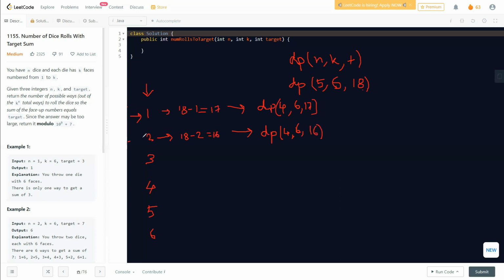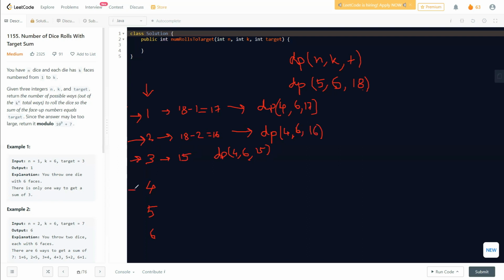That will be the case if our last die got a value of 2. Similarly, if our last die got a value of 3, we'll see that we need to reach a value of 15. And ultimately, we are left with DP of 4, that is 4 more dice, each with face value up to 6, and we need a sum of 15 to come out from the other 4 values, right? So this is the way.